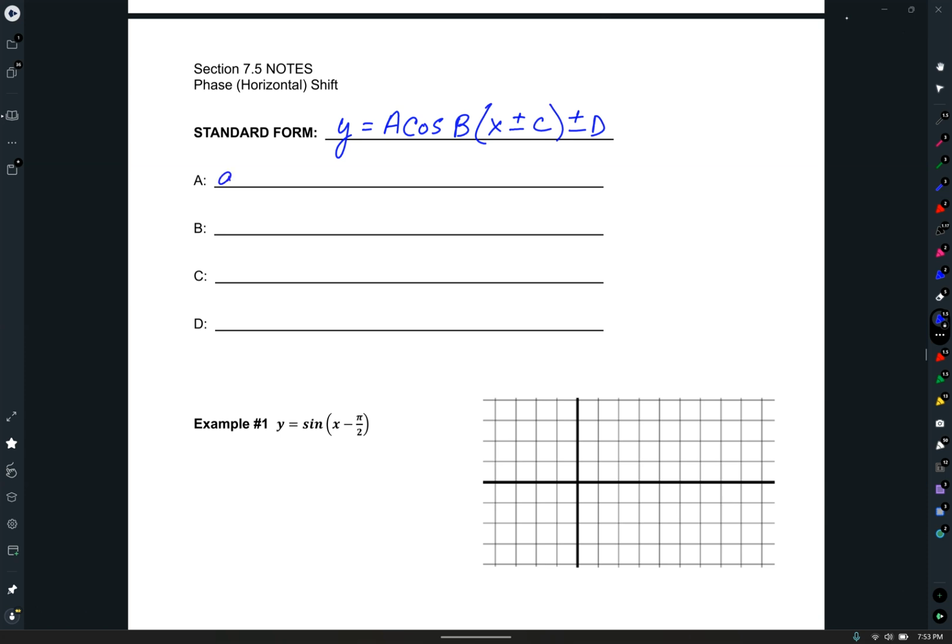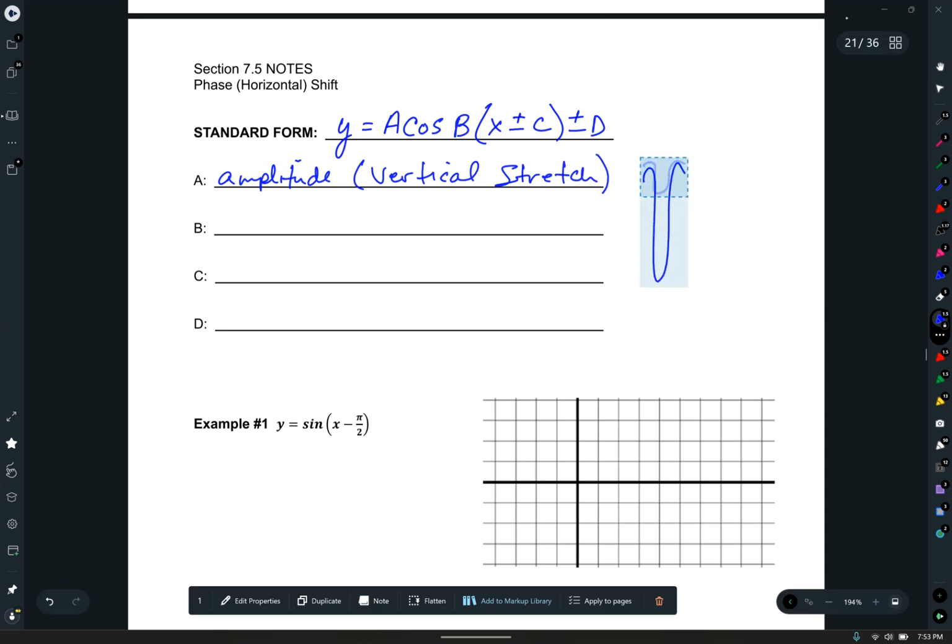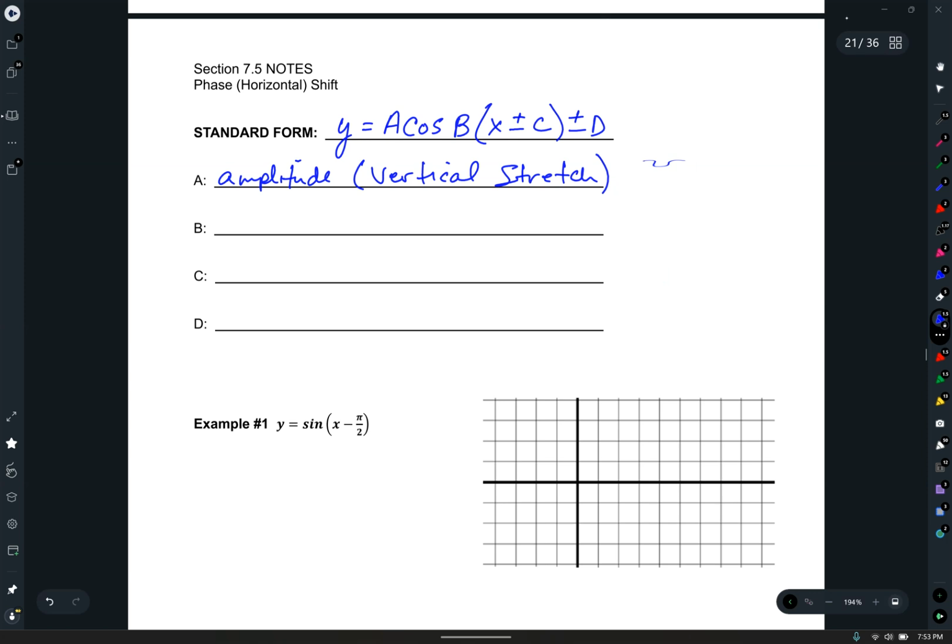Remember, A told us about amplitude. The thing to remember about amplitude is that we called that a vertical stretch. Now, I'm using the word stretch loosely because it might stretch it out, or it might squish it down. If I have a basic cosine function, I could stretch it out vertically, or maybe squish it down to be much flatter. That's not a good example, but you get the idea. Stretch or a squish. Basically, it's not like we're shifting the entire thing up or down.